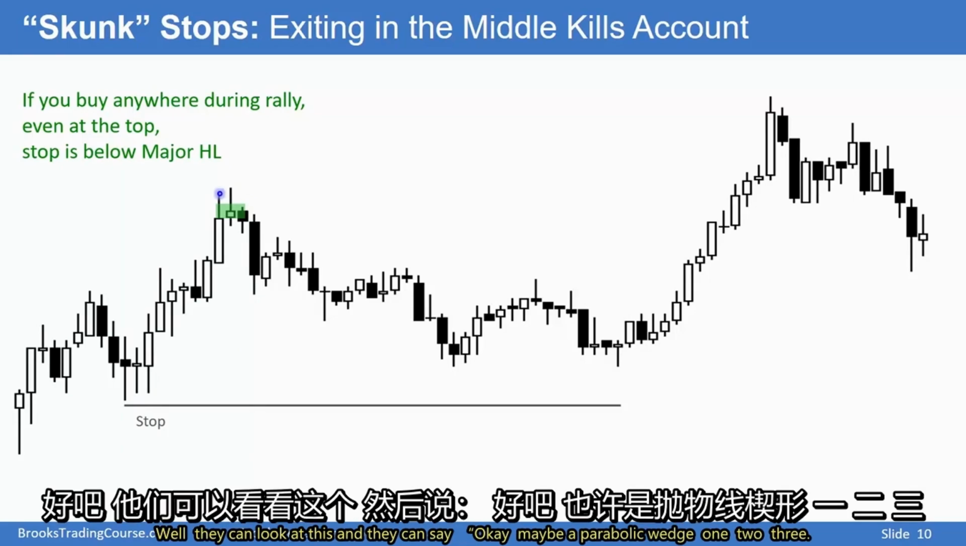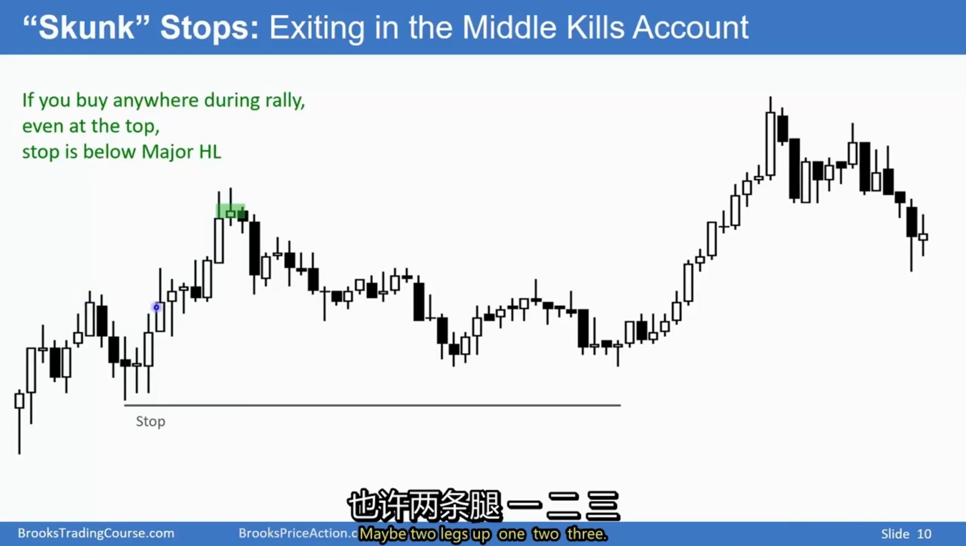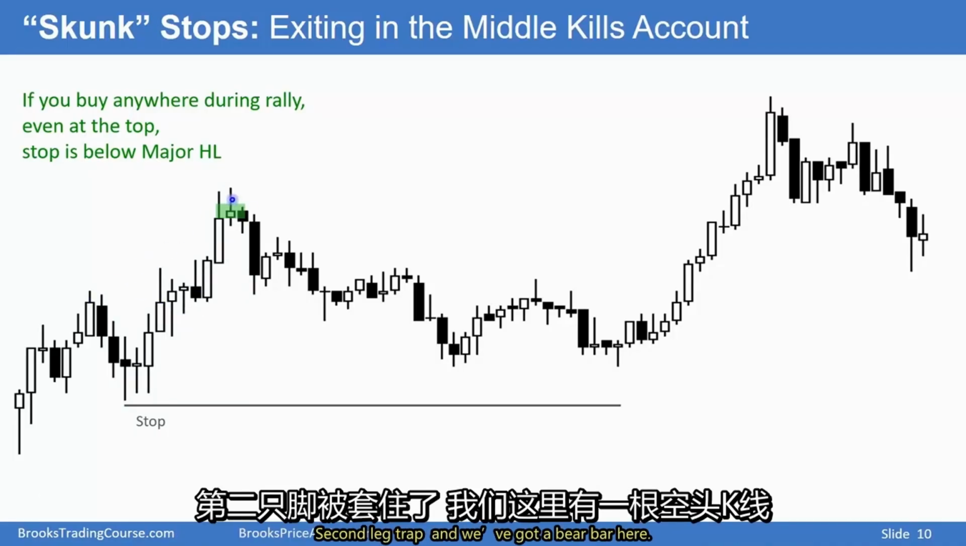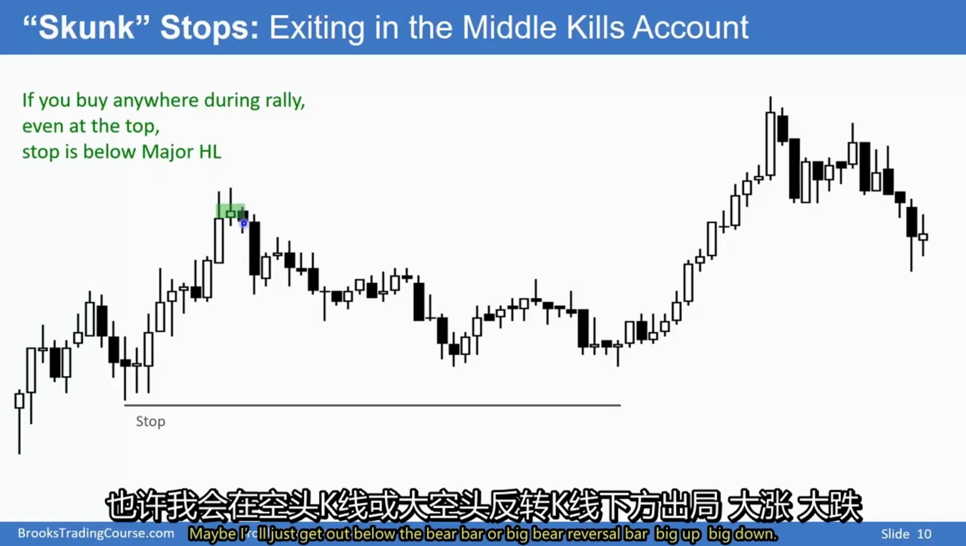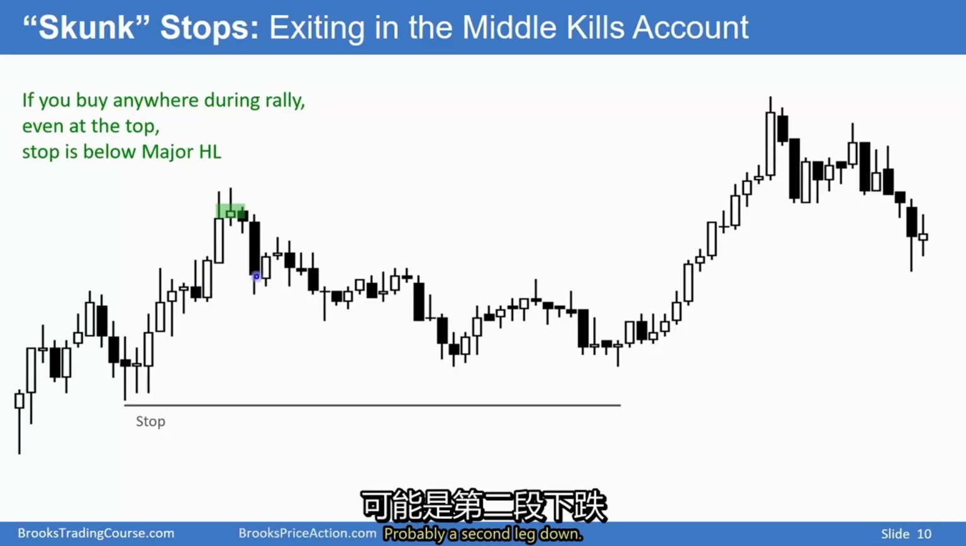Well, they can look at this and say, okay, maybe a parabolic wedge, 1, 2, 3, maybe 2 legs up, 1, 2, 3, second leg trap, and we get a bear bar here. Maybe I'll just get out below the bear bar. Or a big bear reversal bar, big up, big down, probably a second leg down. Maybe I'll get out here.